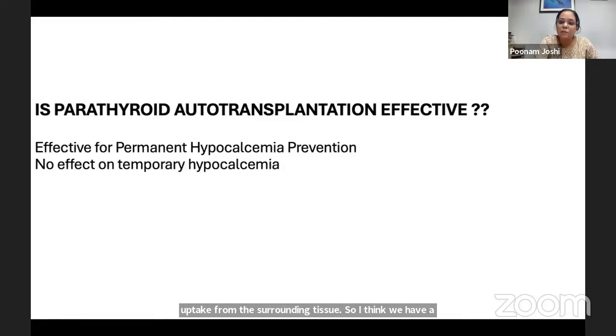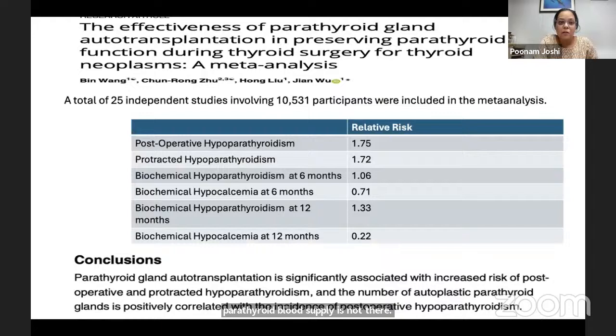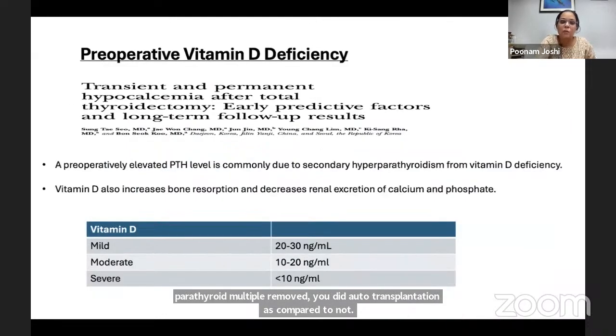We have to understand that we have to do auto transplantation whenever the parathyroid blood supply is not there, or the parathyroid is inadvertently removed. Mince it and then auto transplant it. Again, there is a meta-analysis, and we know that if you did auto transplantation of multiple removed parathyroids as compared to not, it will affect the post-operative outcomes.